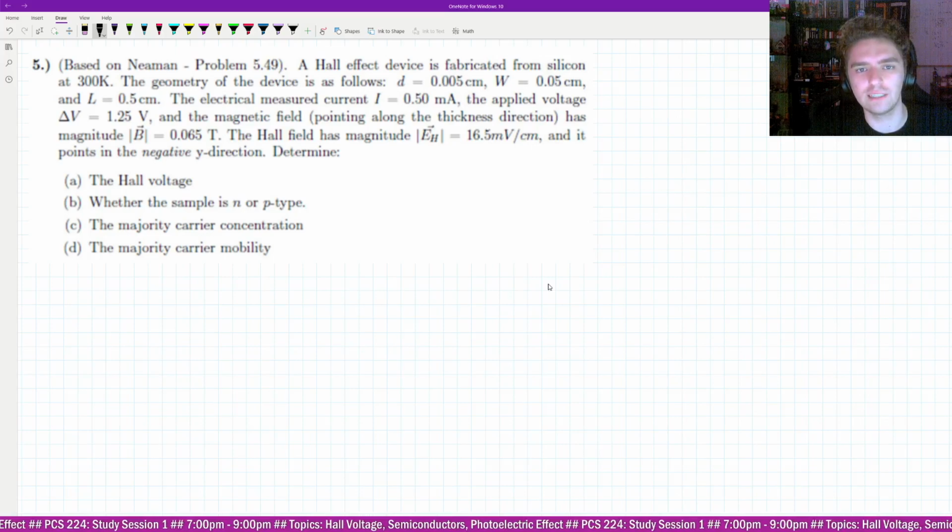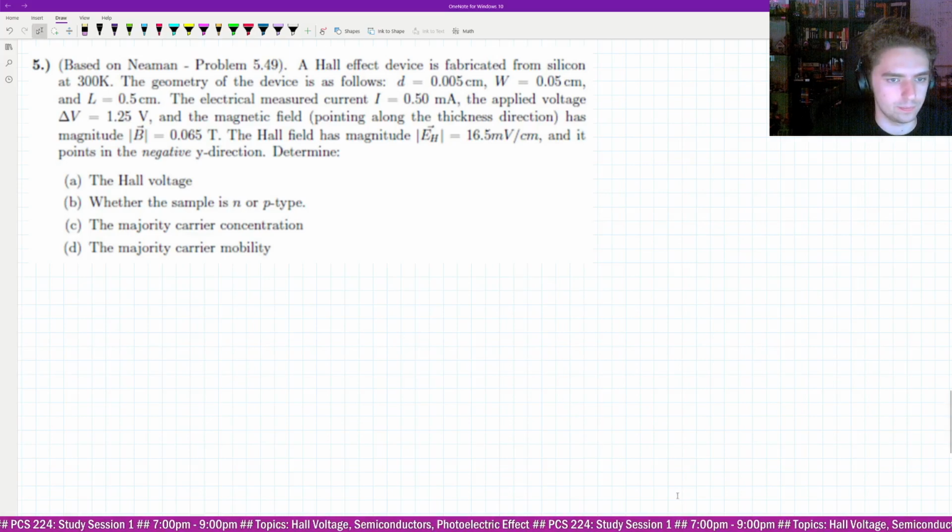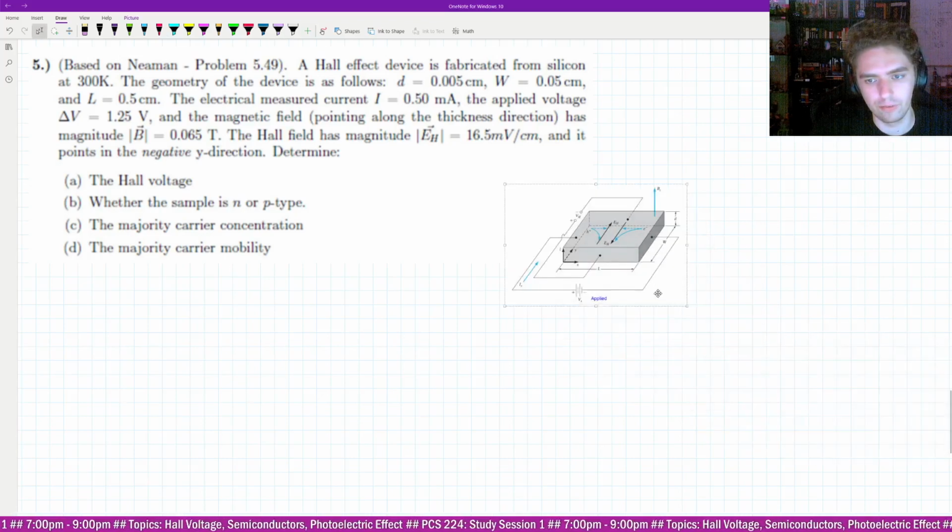So the Hall effect device is fabricated from silicon at 300K. The geometry of the device is all that. The electrical measure current is that. The applied voltage is that. The magnetic field is that. The Hall field is that and is in that direction. Determine the Hall voltage. Okay, and then all this stuff. Okay, that's fine. Good to have the picture.